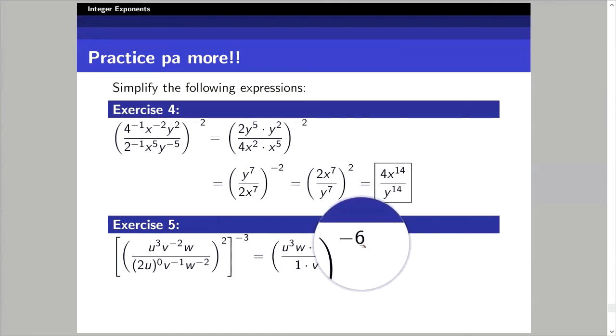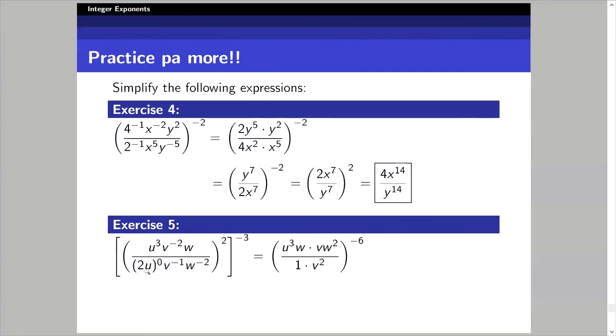This exponent, negative 6, this is 2 times negative 3. Okay? And then, u cube times w, they will stay in the numerator. Ito sila. Okay? Saan galing tong vw squared? Ayun, sa ilalim. Diba? They move up para maging positive ang exponents. Okay? Saan galing tong 1? Nanggaling yan dun sa 2u raised to 0. Okay? Kasama yung 2 sa naka-raise sa 0. Kasi ayun, may parenthesis.